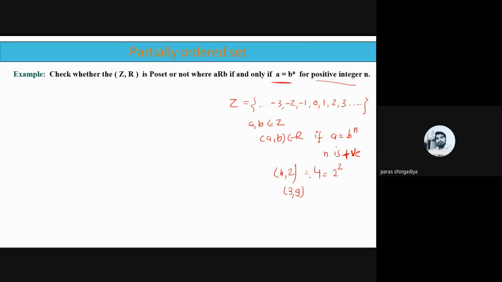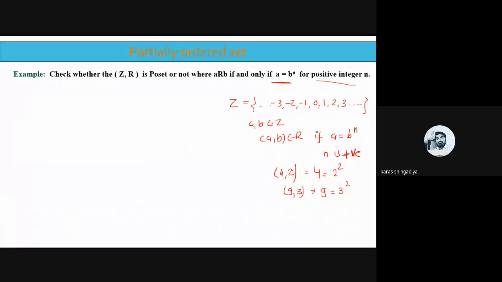Sorry, 9, 3. Just interchange that: 9, 3. Why is it valid? Because it satisfies the condition 9 is equal to 3 squared. Clear? Because we get one positive integer n which satisfies the condition. So can I include 5, 5 in the relation? Can I include 5, 5? Is it valid?